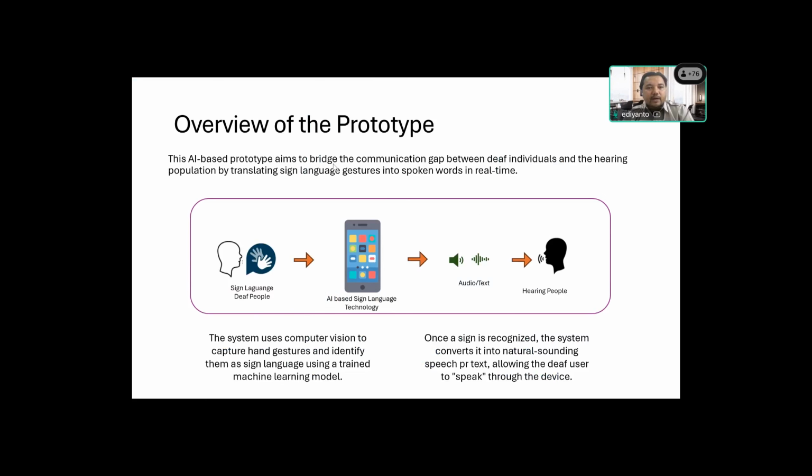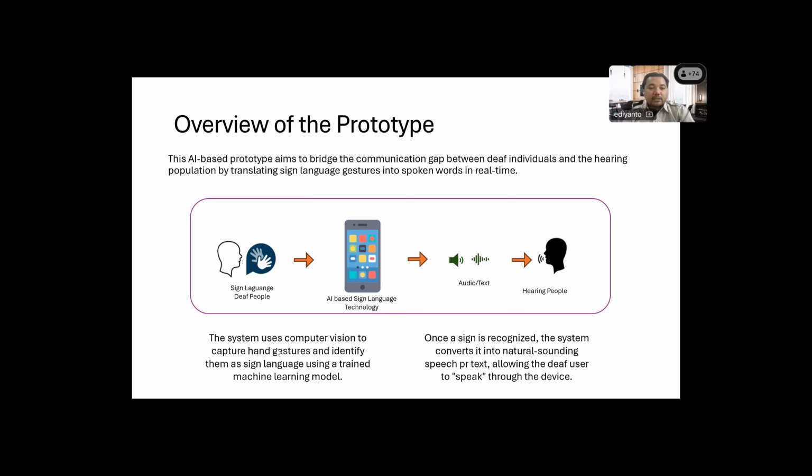This aims to bridge the communication gap between the individual and the hearing population by translating sign language gestures into spoken words in real time. This is the first prototype that we already made. The program is included in the smartphone, sign language users use it, and the output is in audio and text, so the hearing impaired person and others can communicate with each other.